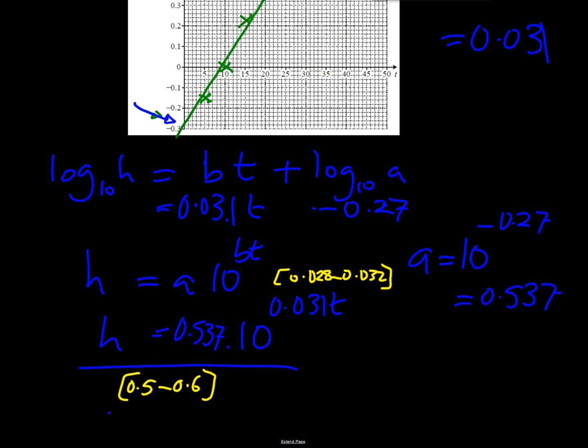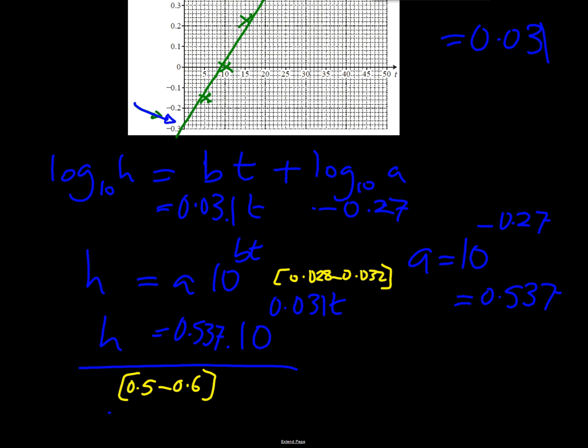I've put in yellow now. Obviously, this is not an exact science, and I've put in yellow there the examiner's range that they would have accepted from your best fit. So for the gradient, you could have had the range 0.028 to 0.032. That was quite a big range. And for the value of a, once it had been powered up, you could have had a value between 0.5 and 0.6. So that's quite a wide range, isn't it? Okay, let's get on to the next part of the question.